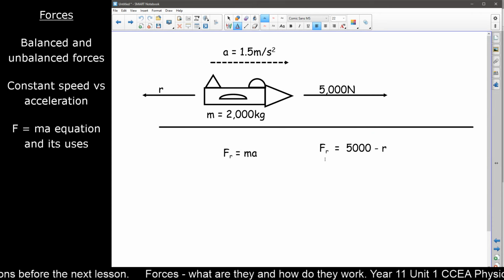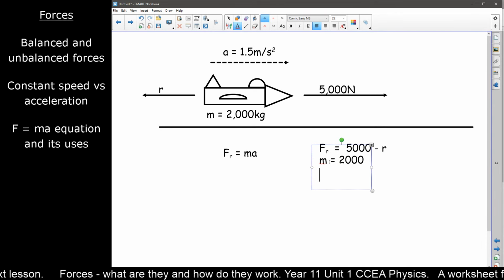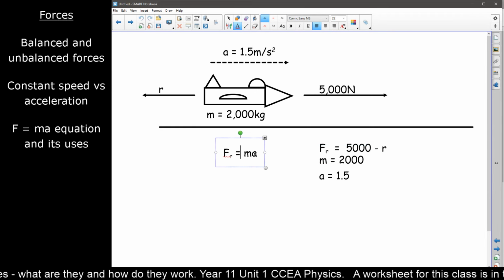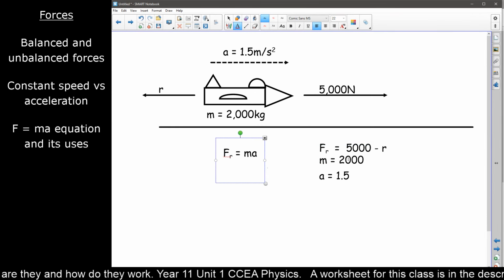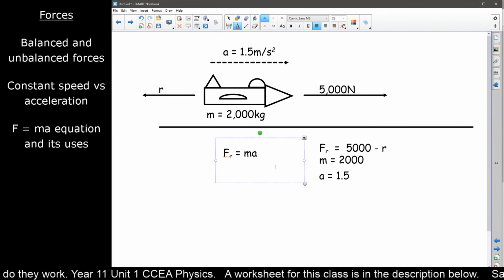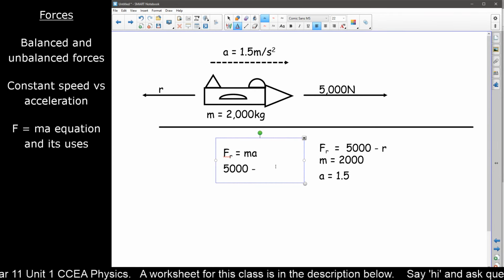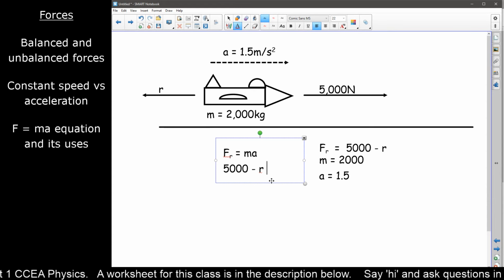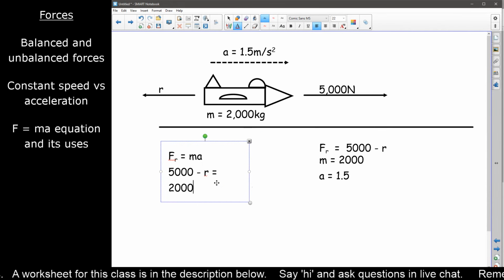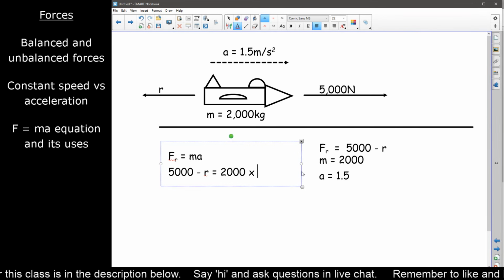All right. M is 2,000 kilograms, and that's okay, we've got the unit right. And A is equal to 1.5. Okay, so let's substitute all this in here, and now what we should get is a slightly more interesting game. That we have 5,000 take away R, I'll bring this over here because there's a little bit of rearrangement to do, is equal to the mass, which is 2,000, multiplied by 1.5.